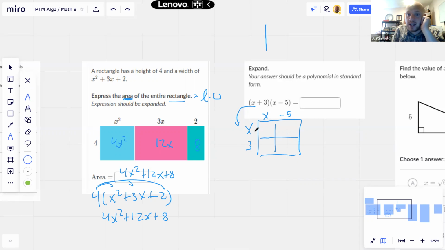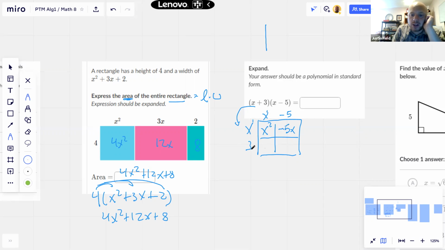Then we fill in the rectangle by multiplying. x times x is x squared, because 1 plus 1 is 2. x times -5 is -5x.